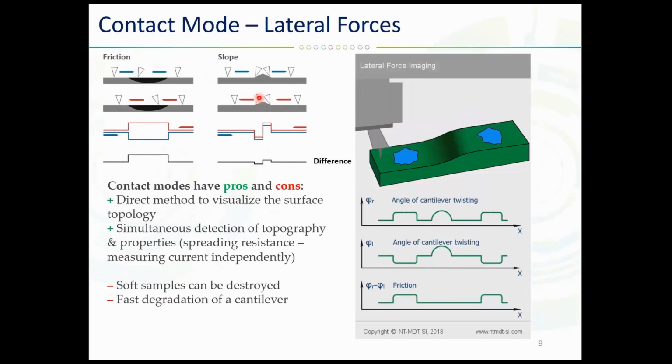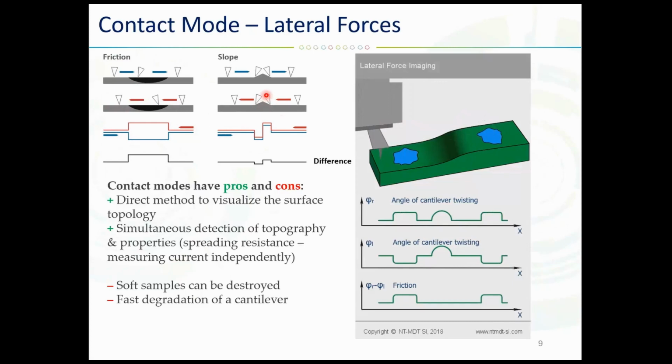When you operate in this lateral force mode, it is important to be aware of the topography in general, because it can convolute with the signal. This happens because changes in the topography will start the torsion of the cantilever as well. Here you can see an example of how a feature is actually twisting the tip.